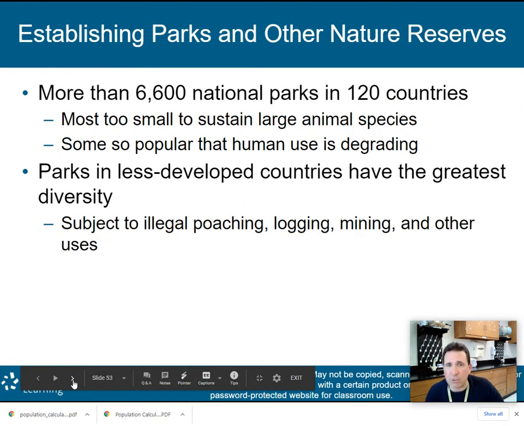We could also establish parks and other nature reserves. So more than 6,600 national parks in 120 countries have been established, most too small to sustain large animal species. So again, wilderness is a large expanse, very, very large, and parks are tinier. Like, Yellowstone's a park; it's huge. So it doesn't have to be tiny like the park outside here in Ardsley. Wilderness are vast areas like Alaska. Parks are a little bit smaller, but most are too small to sustain large animal species.